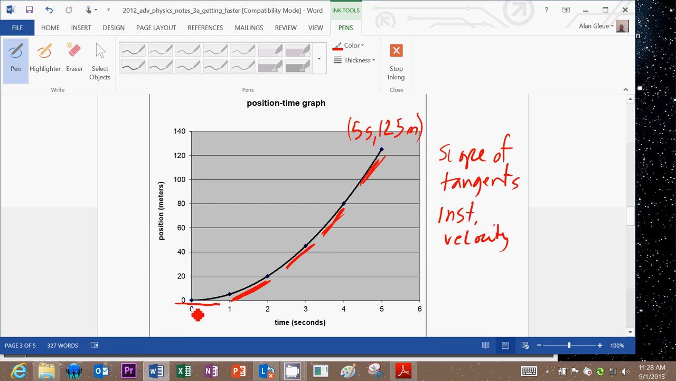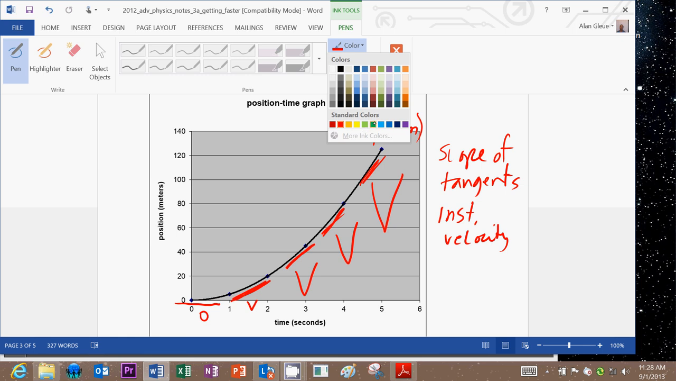At this point, our slope is a horizontal line, so our slope is 0. The speed of the car is 0 right at the beginning, right? It wasn't moving. Then our velocity grows. I'm just going to show this symbolically with these V's. These V's grow. Look, the inclination of these tangent lines grows.